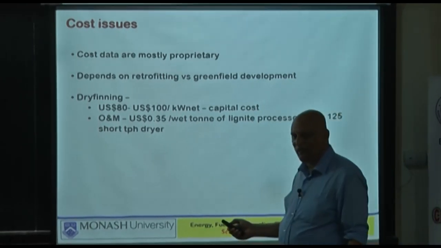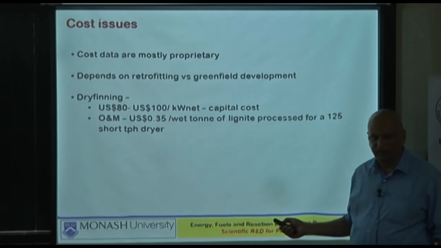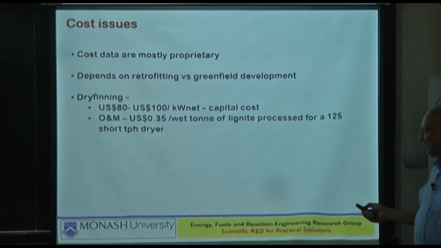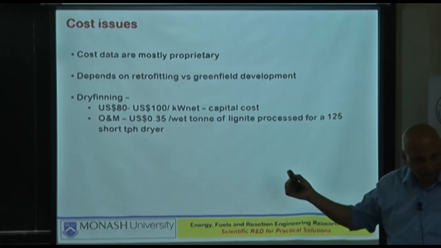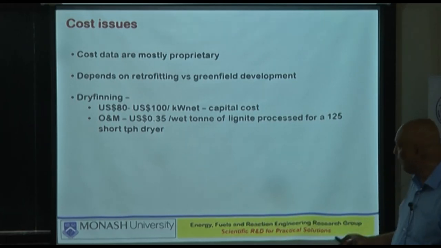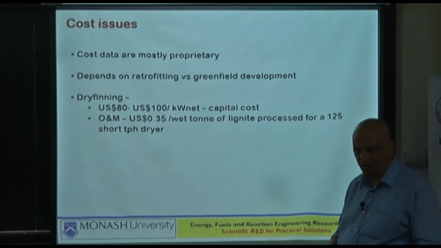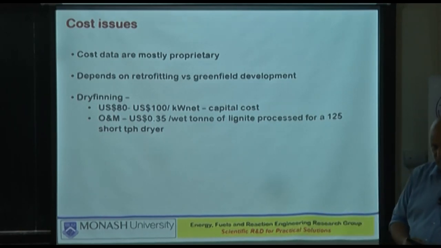The only publicly available data that you will see is from the Great River Energy's process that I showed. It's called the DryFining process. They say that for their scale, the capital cost is between US$80 and US$100 per kilowatt net of electricity boiler plant capacity, and the operational and maintenance costs are about 35 cents per wet ton of lignite processed for a 125 ton per hour dryer. Obviously, if the dryer becomes larger, then the cost will be lower. So those are the relative ideas about the techno-economics.